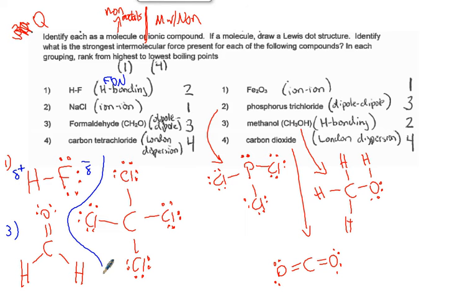Here is number 4. Number 4 has 4 chlorines. It's very symmetrical. It's the tetrahedral shape. It's definitely nonpolar, so it would only have London dispersion forces.